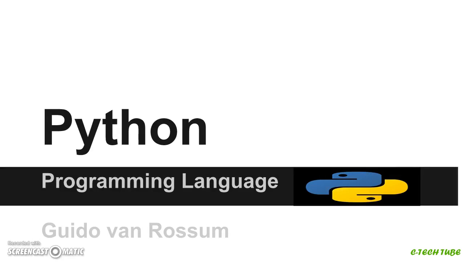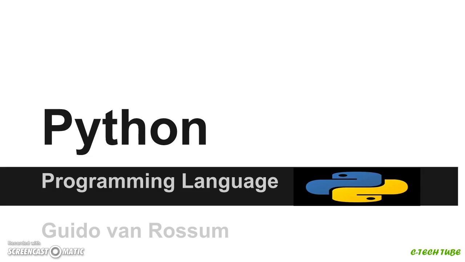Welcome to Python programming language. Python is the simplest and easiest programming language available in the market today. So what is Python? Python is a high-level, interpreted, interactive and object-oriented scripting language. Python was designed to be highly readable, which uses English keywords frequently, whereas other languages use punctuation, and it has fewer syntactical constructions than any other language available in the market today.